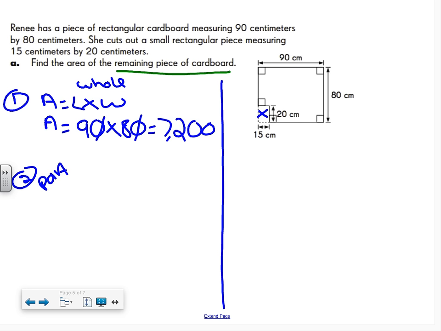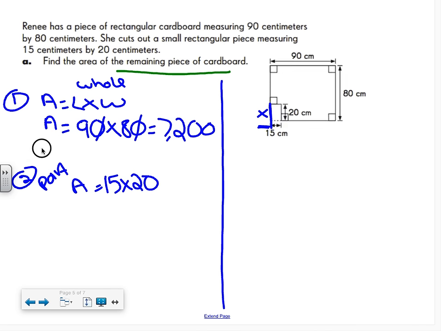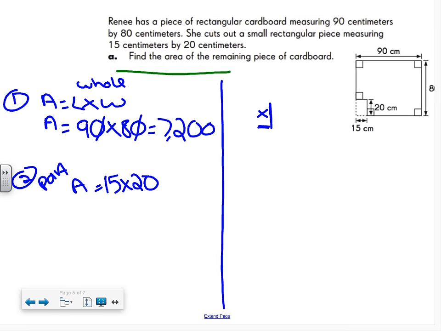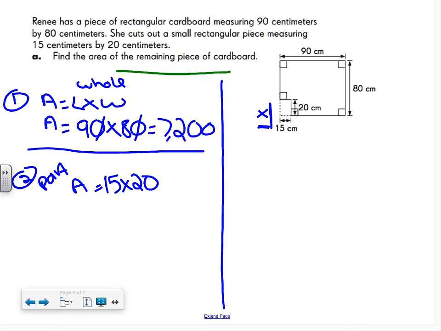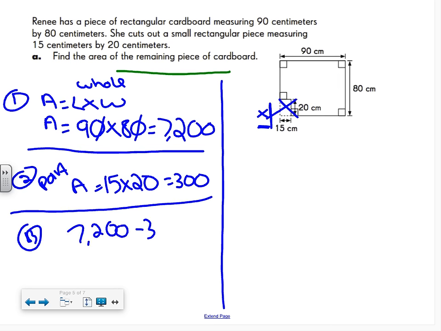If it is 15 by 20, to figure out the area I do 15 times 20, which is 300. Now if I get rid of that, what is left over? I have to take my whole, which is 7,200, and get rid of the part I'm getting rid of, and see what's left. If I subtract that, I get 6,900 left, and that's my area, so I need to make it centimeters squared.